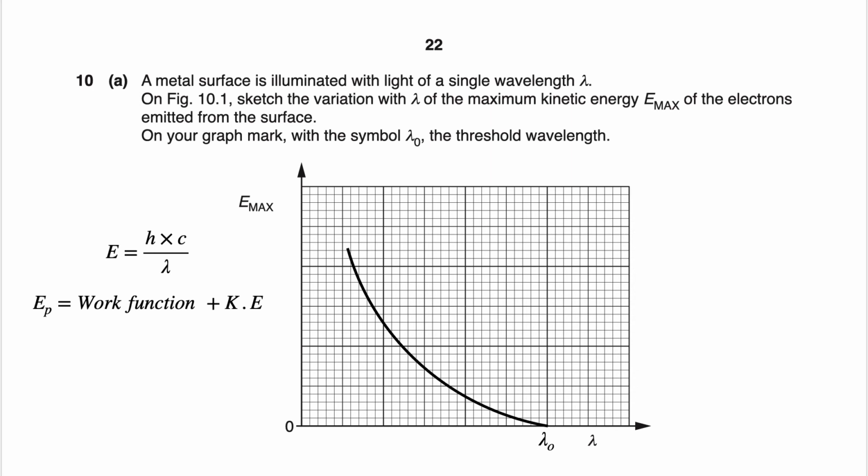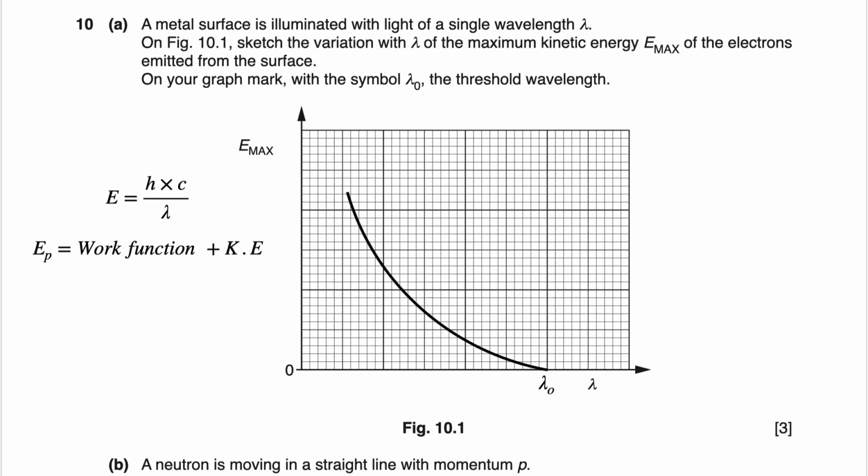Why is it increasing from this direction? Because only if the wavelength decreases below the threshold will the energy increase. If you are drawing energy max versus frequency, then this will be opposite, because we know that frequency is 1 divided by lambda. Okay, let's move to question B.